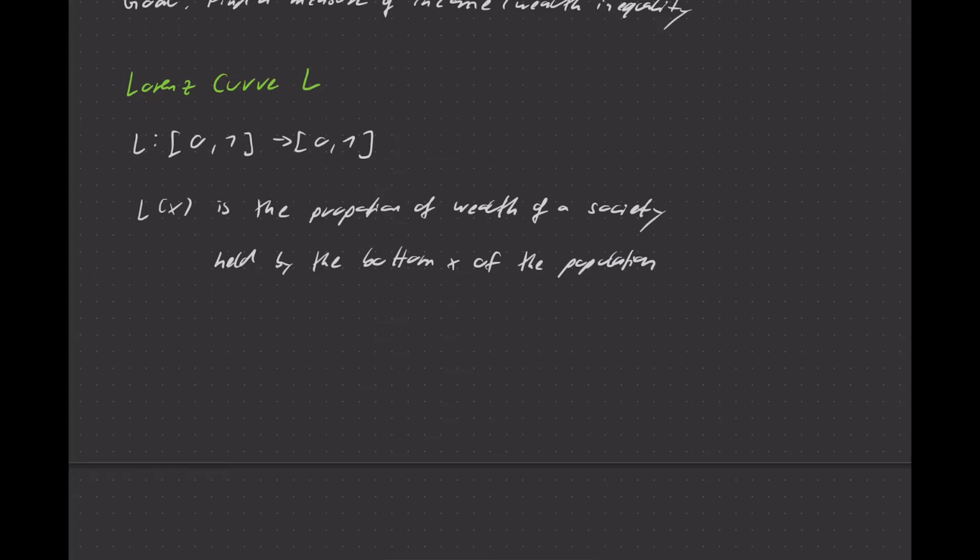So naturally, a few properties of the curve. L of 0, of course, will be 0, right? The bottom 0% hold nothing, so L of 0 is 0. And L of 1 is 1. The bottom 100% is all of the population, and of course, the total population holds all wealth of that society.